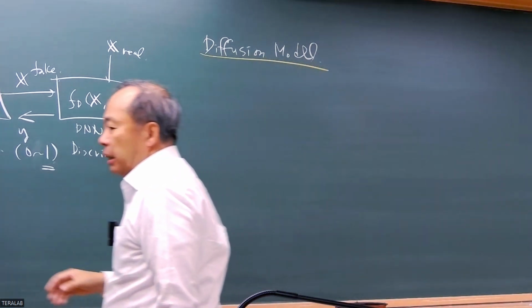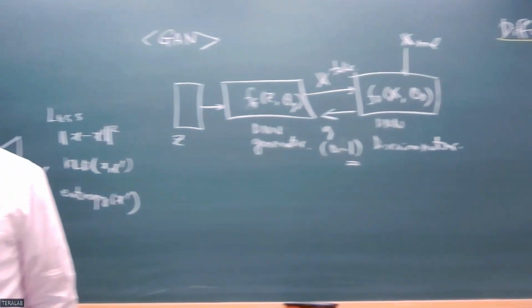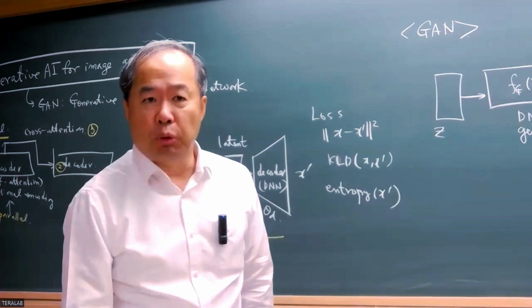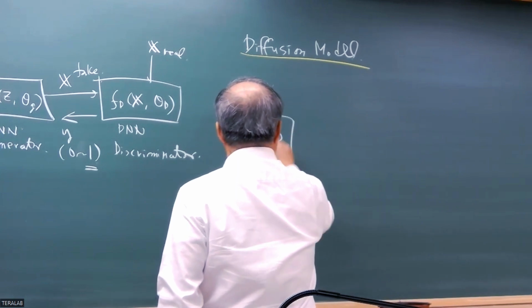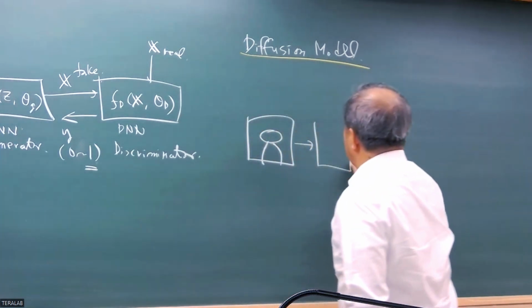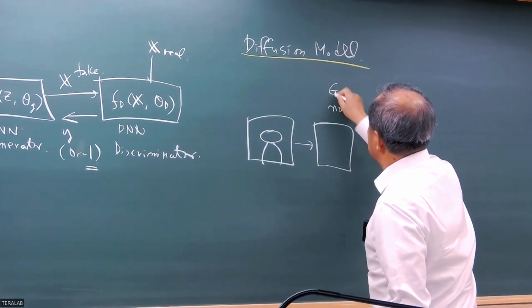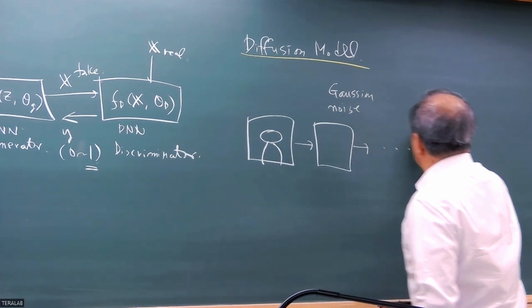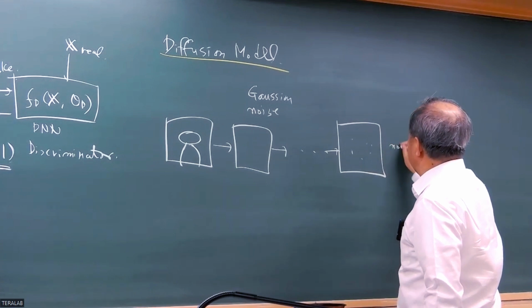I know that you may be familiar with DALL-E, the OpenAI image generation source. They are using a diffusion model. Let's assume you have a real image. They add Gaussian noise until it reaches a fully noisy level.